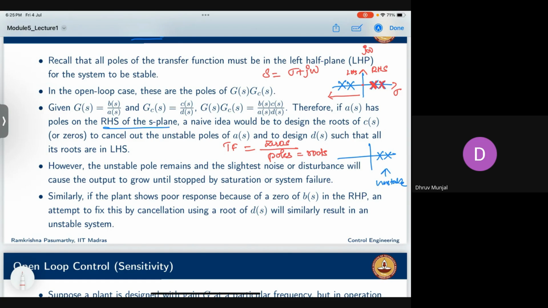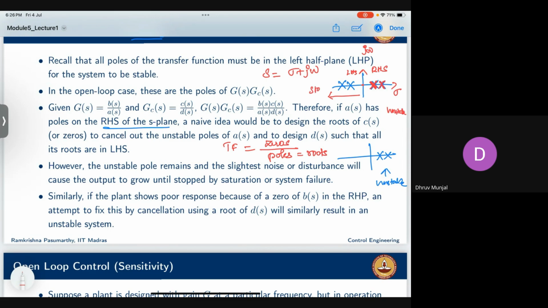Whenever it is lying on the right half of the S-plane, positive real numbers or positive complex numbers, 2 plus j omega, 2 plus 2j omega, all these things, 2, 10, 15, whatever is positive, that we call unstable.